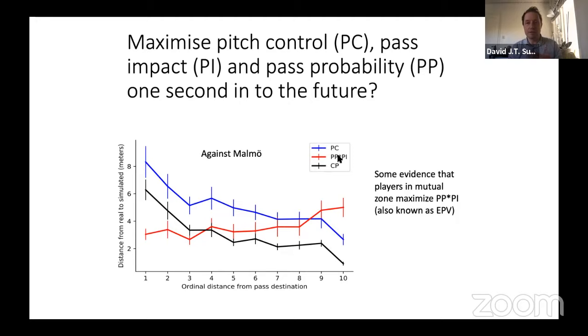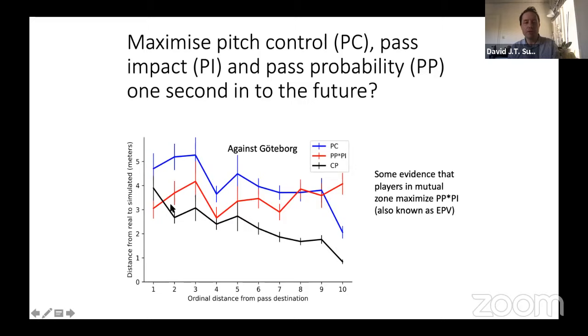What was rather more surprising and maybe slightly disappointing is that pitch control didn't really rank. If you simulated the players just staying in the same position, it got better predictors of what the players actually did. So it seemed that the players weren't following pitch control as far as we could see in our simulation. This was a game against Malmö. The results were somewhat weaker in the game against Göteborg. Possibly we were more effective in our attacking. There was less need to do more complicated attacking in that match.